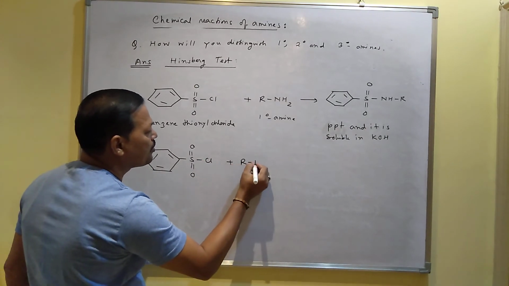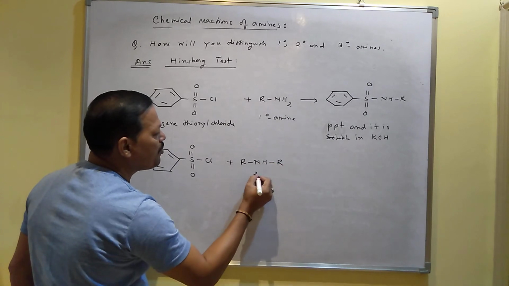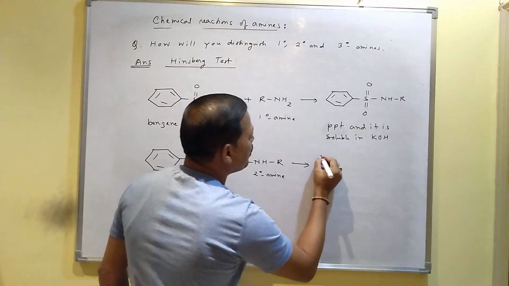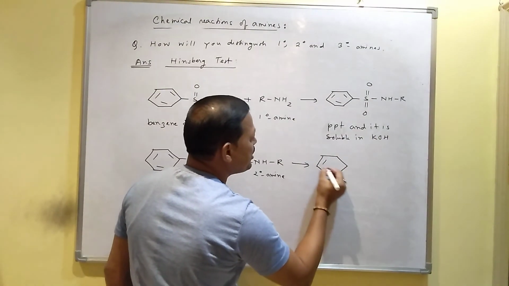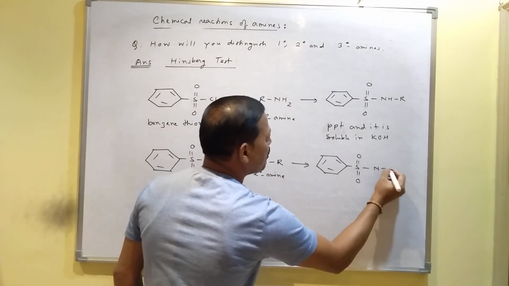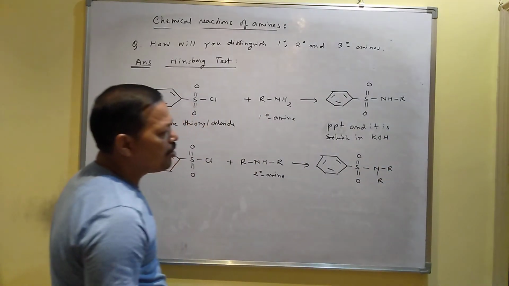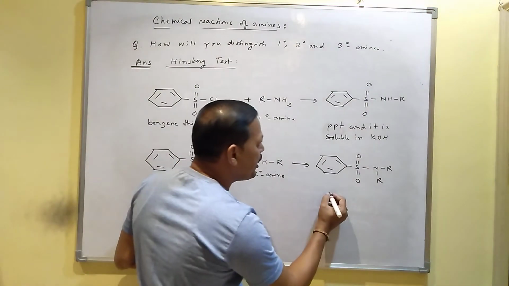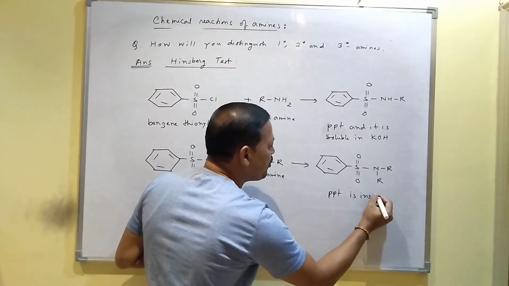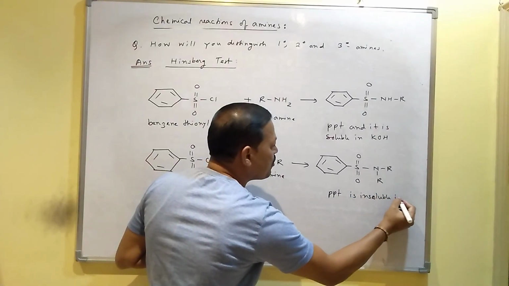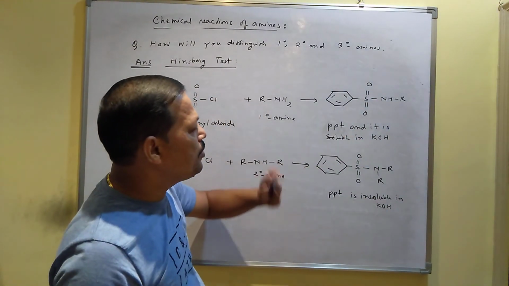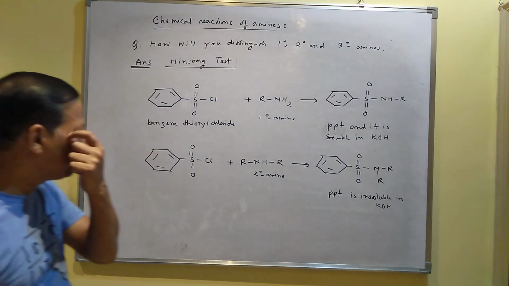But the same reaction, when benzene sulfonyl chloride reacts with a secondary amine, then also a reaction takes place. It will form a compound like this. Here also you will get a precipitate, but the precipitate is insoluble in KOH. The difference is like this. Here the precipitate will be soluble, here the precipitate will be insoluble.